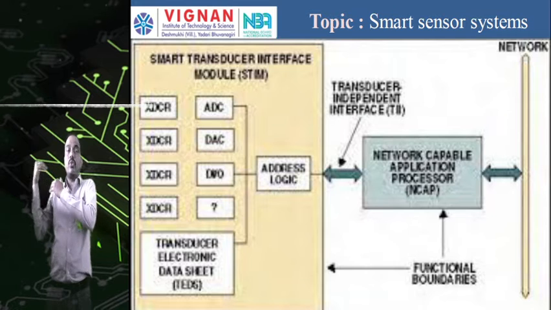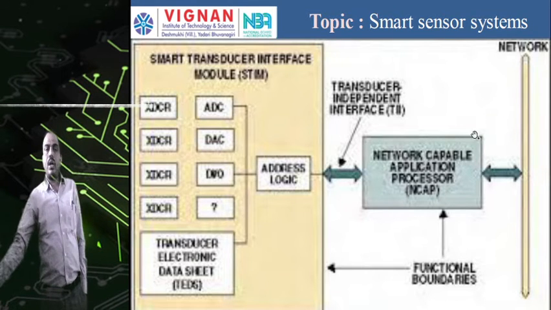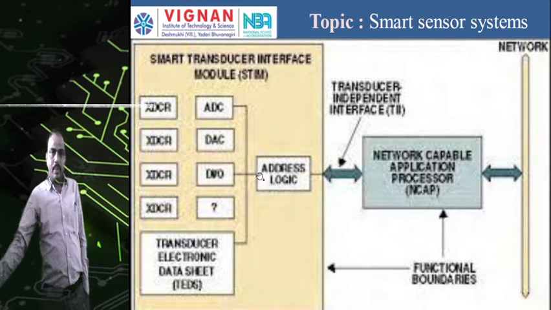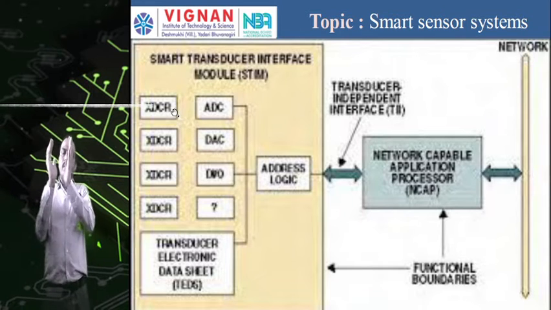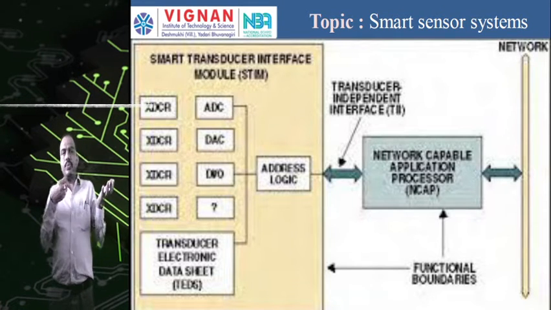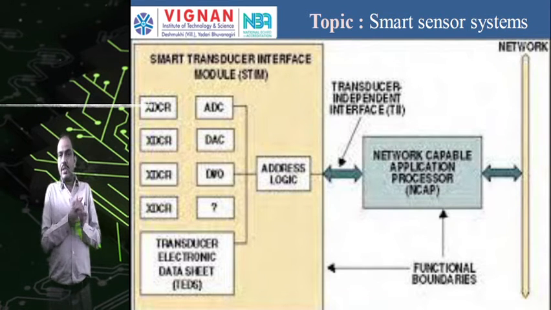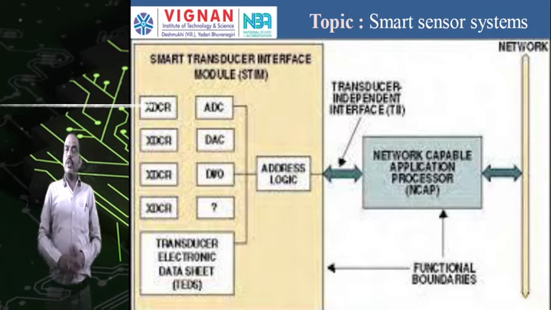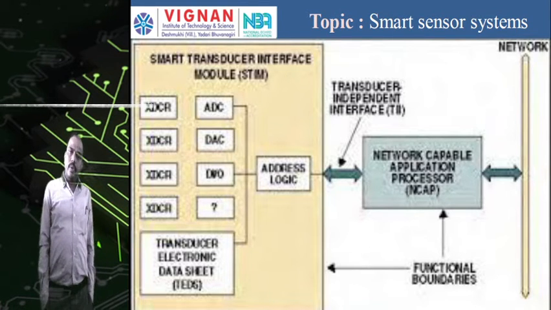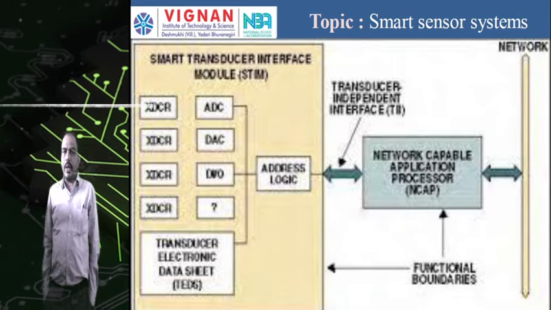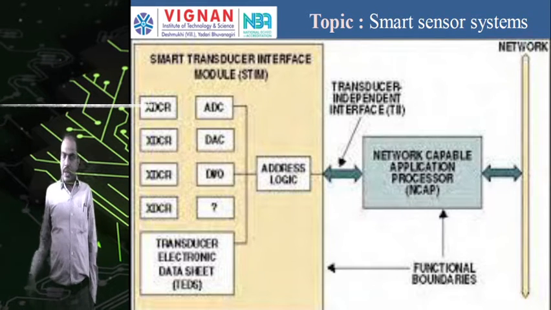For sending to the outside world, we have this network capable application processor. Where we have to send will be decided by the address logic. So different transducers are manufactured in the same chip. They are able to receive the data, which will be processed and also stored in TEDS, and next given to the outside world through the network using the network capable application processor. So these are the smart sensor network.